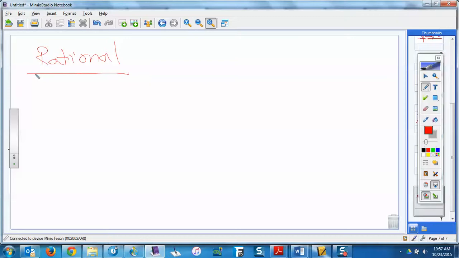Rational, the word ratio is in there. Rational means fraction. So we're going to get into these more later on, but an equation like this, okay, something like that is a rational function where you have a polynomial over another polynomial. The thing to know about rational functions is this is when you get into asymptotes.